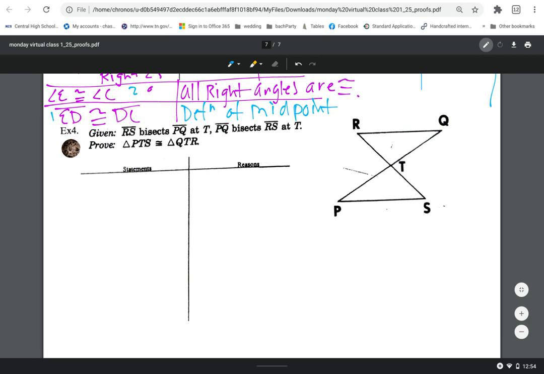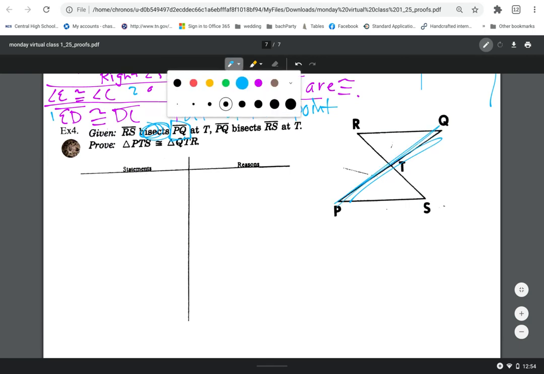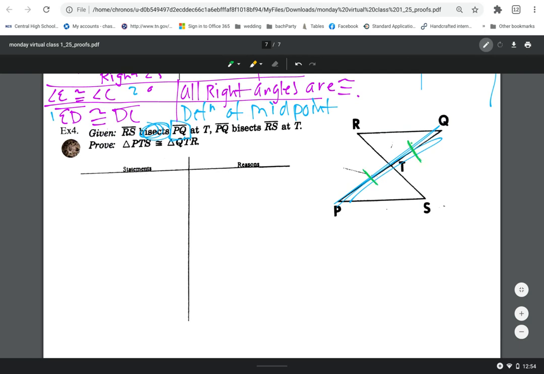All right, so RS bisects PQ at T. Remember, when we bisect something, we get 2 congruent parts. What are we bisecting? We're bisecting PQ. So PQ gets cut in half. What does that mean? That means I get 2 congruent parts. PQ bisects RS. So that means these 2 are congruent. All right? Prove those triangles are congruent.